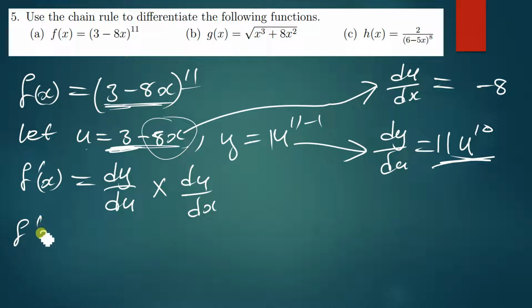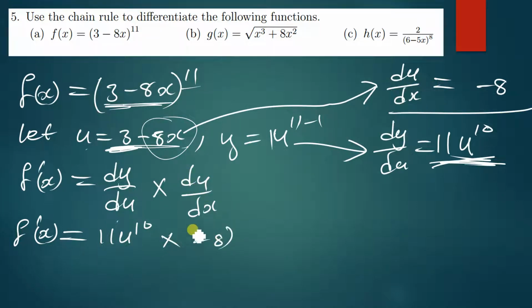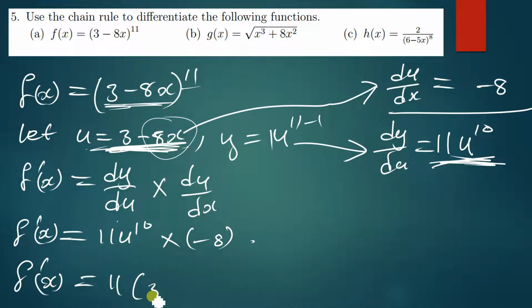So f prime of x is therefore going to be equal to dy du, which is exactly what we have there, 11u to the power 10. And then we're multiplying this with du dx, which is negative 8. So our f prime of x is therefore equal to 11. While there is u, we're going to replace it back, so we have 3 minus 8x, raised to the power 10. We're multiplying it with negative 8.